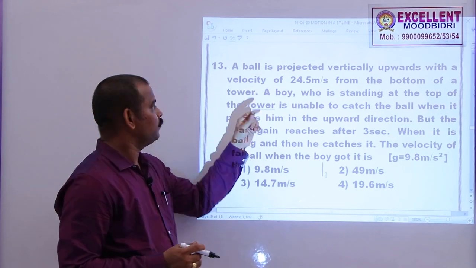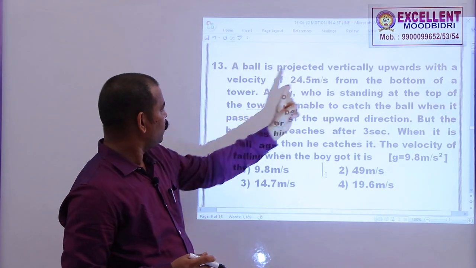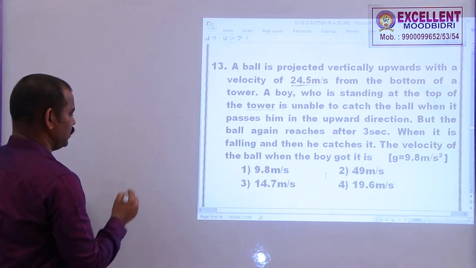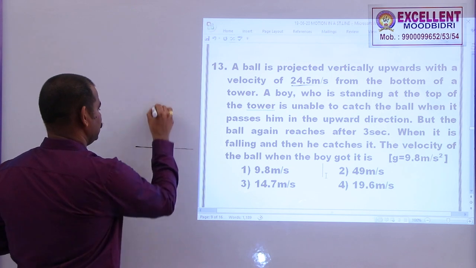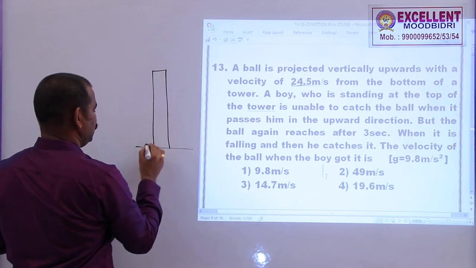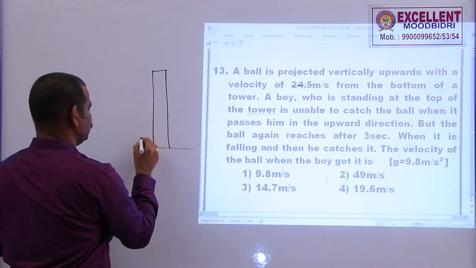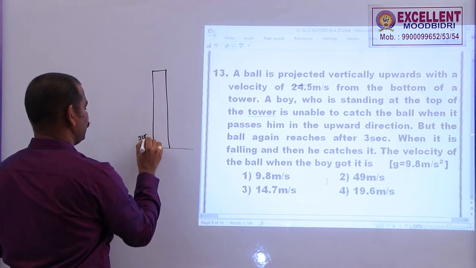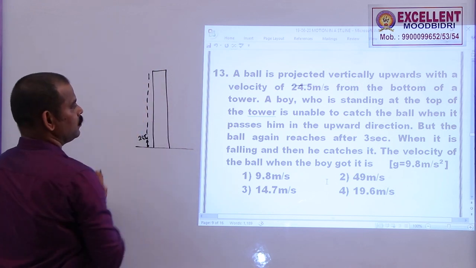Problem number 13. A ball is projected vertically upwards with a velocity of 24.5 meter per second from the bottom of a tower. So let me take a tower. So this is a tower, and a ball is thrown with a velocity of 24.5. Now it is going up.